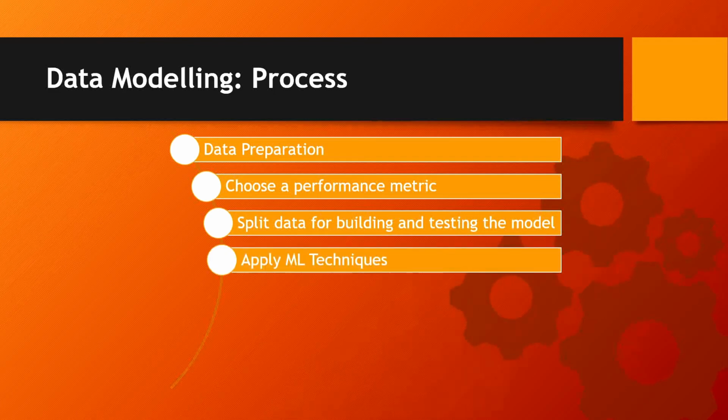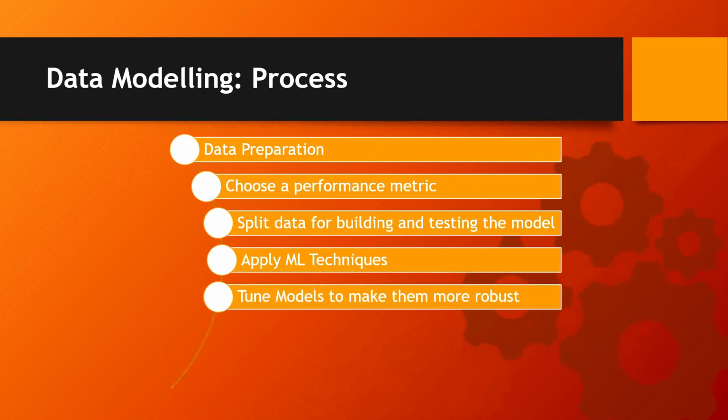Then you apply all the machine learning techniques on the data that you are using to build the model. You use all kinds of machine learning algorithms that are at your disposal and try them out. Once you fixate on one model or a particular set of models, you can tune these models to make them more robust. You can fine tune them to make sure that they are more reliable under uncertain conditions.